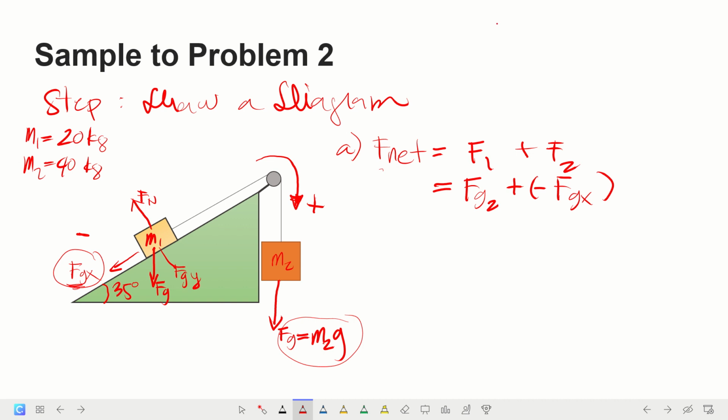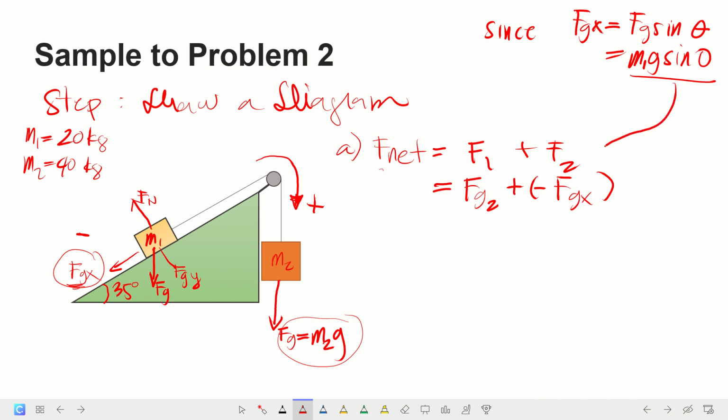Since we know that Fg of x is equal to Fg sine theta, and Fg is simply mass times the gravitational acceleration, so Fg of x is mg sine theta. And since this is for mass 1, we include here mass 1. So we can use this equation instead of this term. We can substitute this and plug it here.